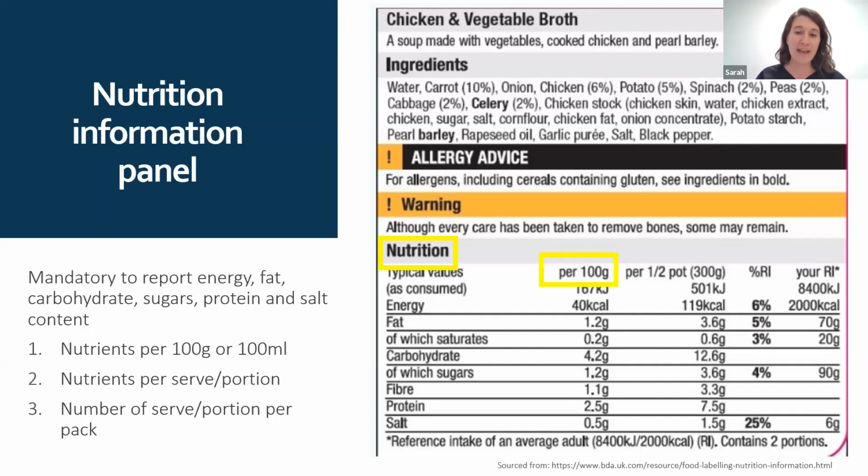A nutrition label will always have the values of macronutrients, energy, fat, carbohydrates, protein, salt, in the amount per 100 grams. So that's how much of each nutrient will be in 100 grams of that product. And they also sometimes, but not always, provide the nutrient per serve or per portion. If they provide the amount of nutrients per serve, they should also specify on the label how many portions that food contains. So this example here on the right has per portion as half a pot, and they've said that this product contains 2 portions.